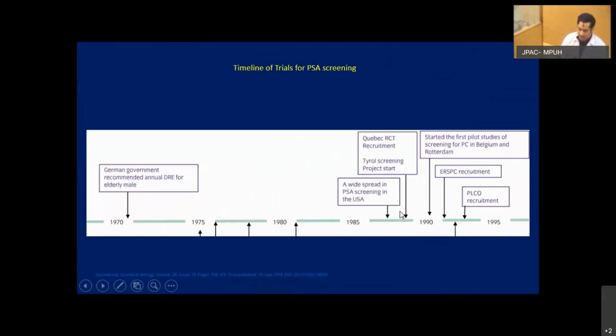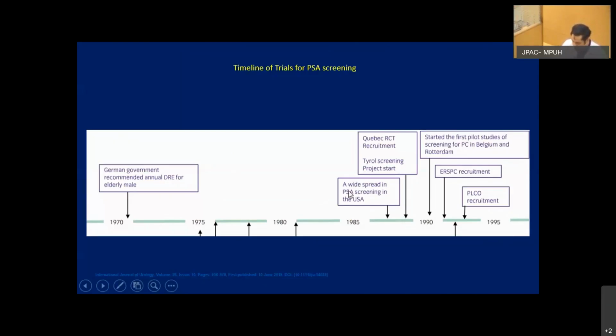I'll now show the timeline of PSA screening. In 1970, the German government initially recommended annual DRE for all elderly males. After that, nothing happened. In the 1980s, the search for a biomarker for prostate cancer developed. From 1978 to 1984 saw the development of PSA as a biomarker for prostate cancer, and in 1984, PSA was approved for prostate screening.